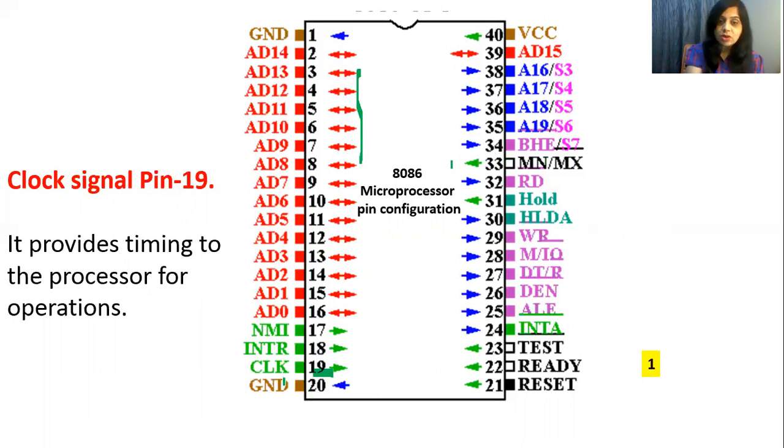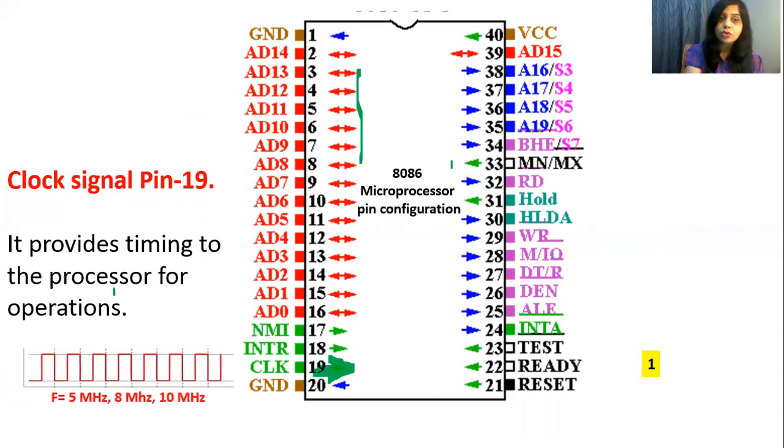Now what is this clock signal? It is an incoming pin. You can see the direction of the arrow, it is like this. That means data flows from the outside world to 8086. So what does this pin do? This pin provides timing to the processor. Timing to the processor means at this pin we have to apply the clock signal.